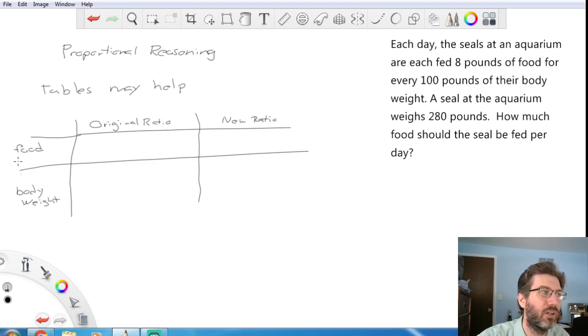So here, I just put together a table. We have our 2 units, food and body weight, from over here. That's coming from the fact that here I'm talking about 8 pounds of food and pounds of body weight. Here this is body weight and this here is food. So those are 2 of my categories.